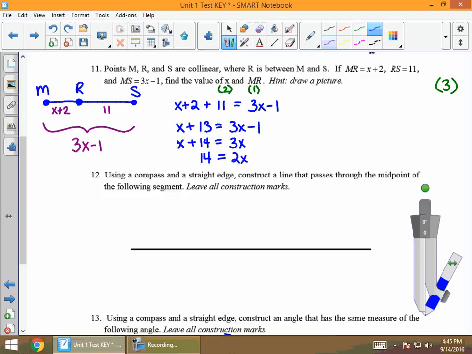And I'm going to try to scoot this up, squeeze all this stuff down in there. And then divide by 2. So 7 is equal to x. So x equal to 7 gets you the first 2 points.